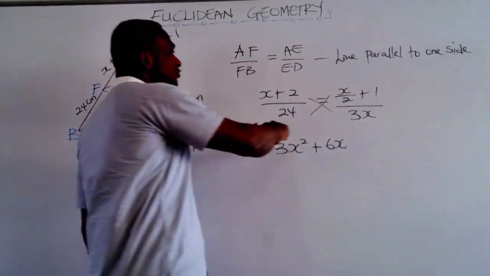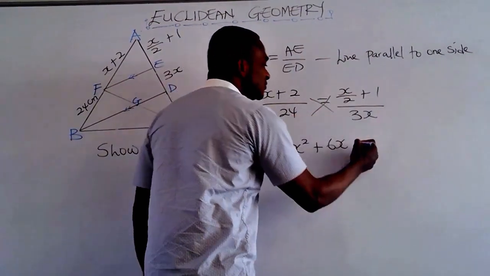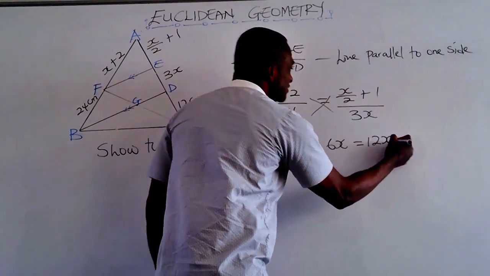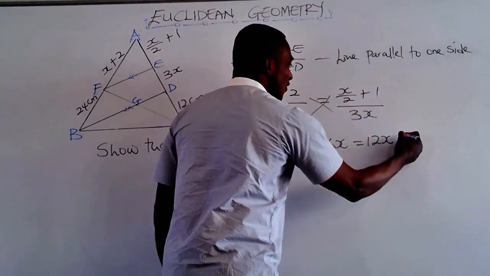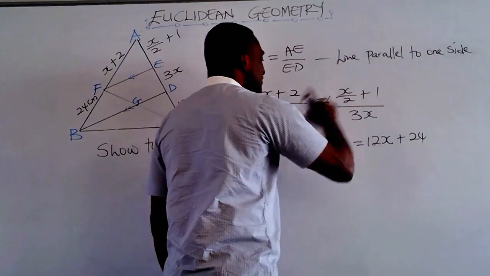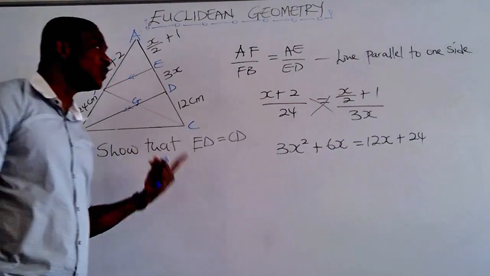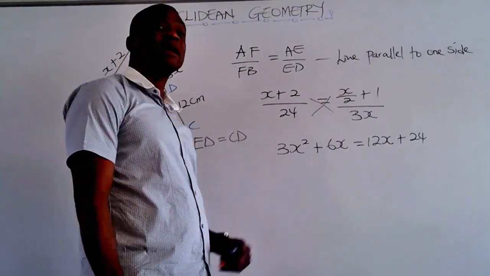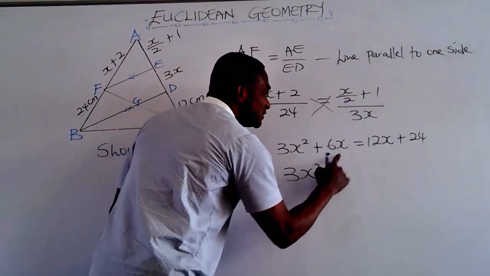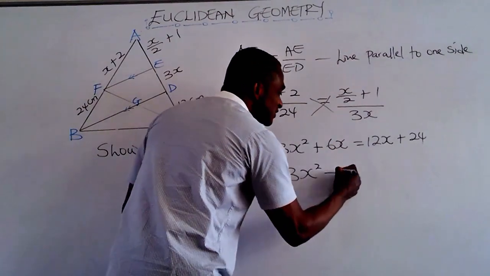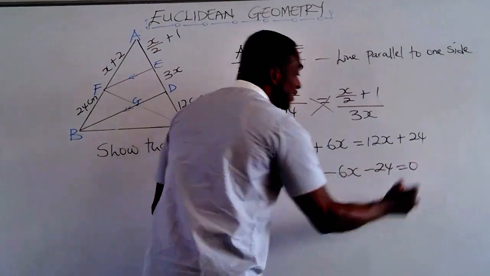And then let's go through here. This will give us 24x divided by 2, which is 12x, and then 24 times 1 is 24. This is leading us to a quadratic equation, so we rewrite this and equate it to 0 before we can solve. So we have 3x squared, 6x minus 12x gives us minus 6x, minus 24 equals 0.